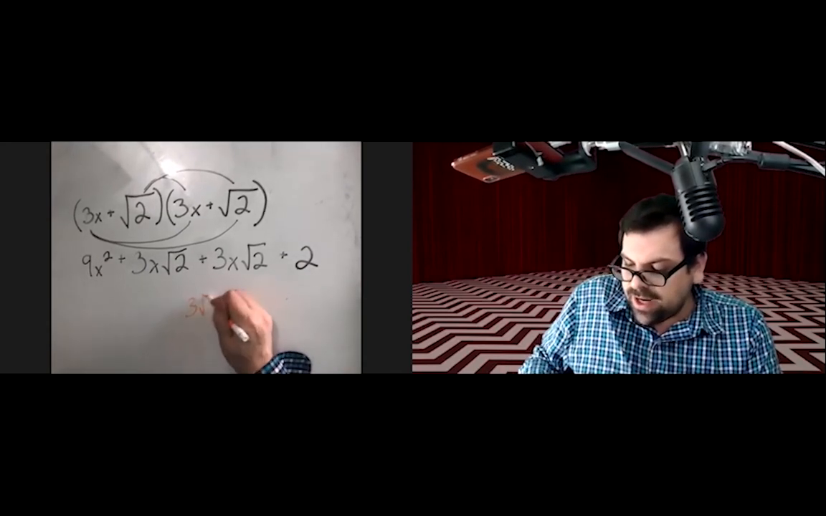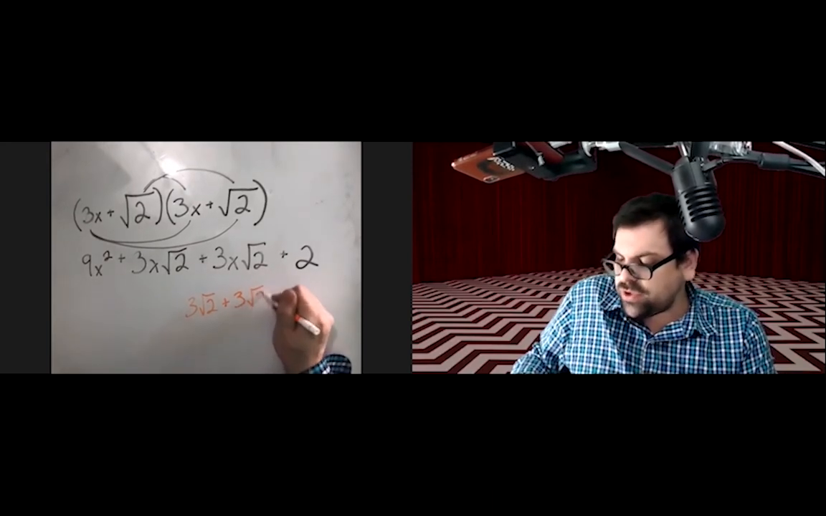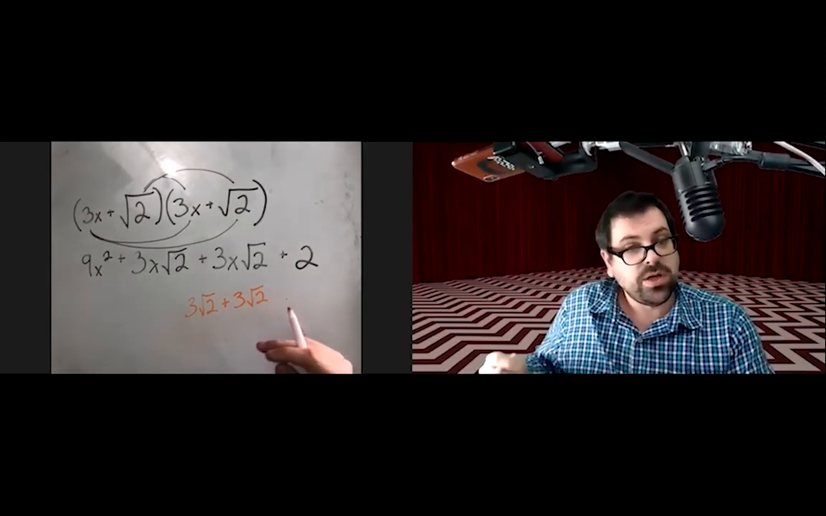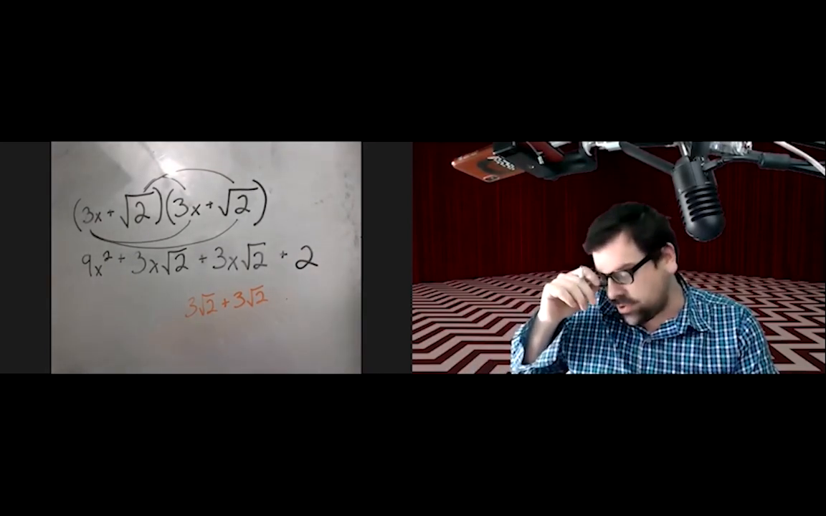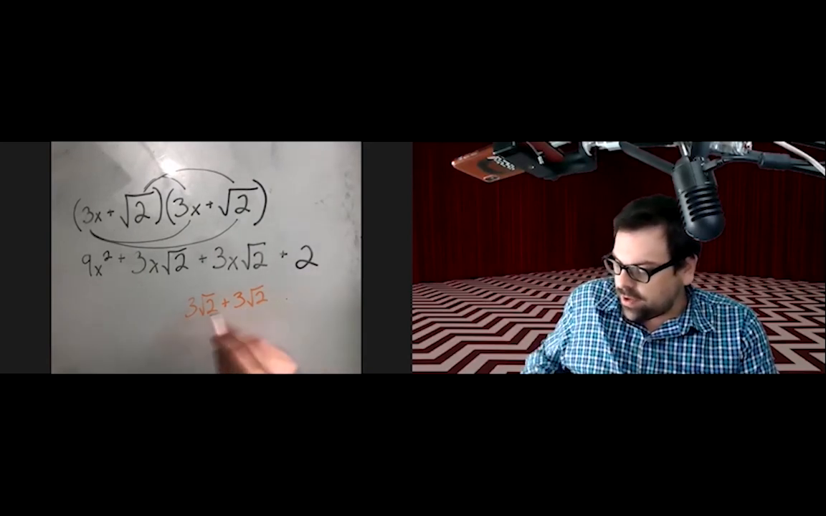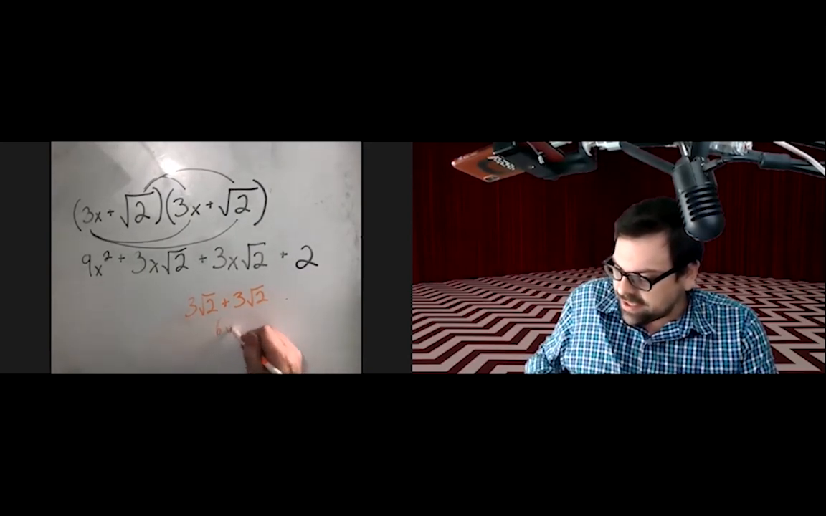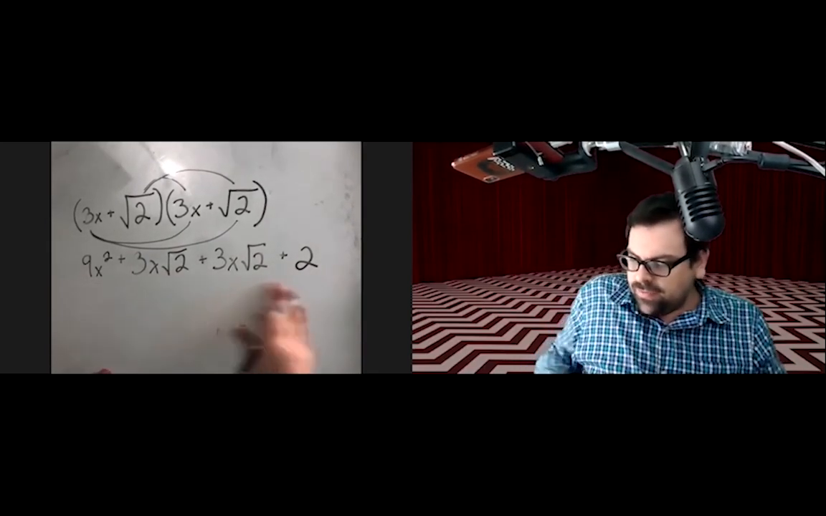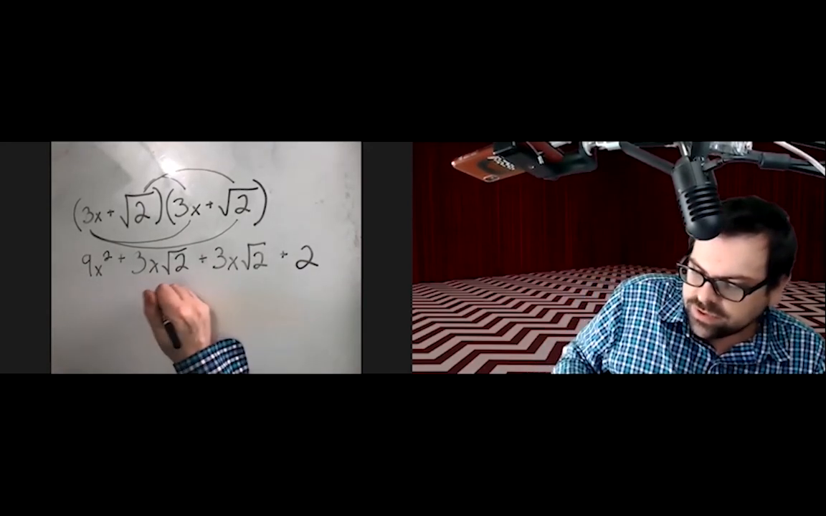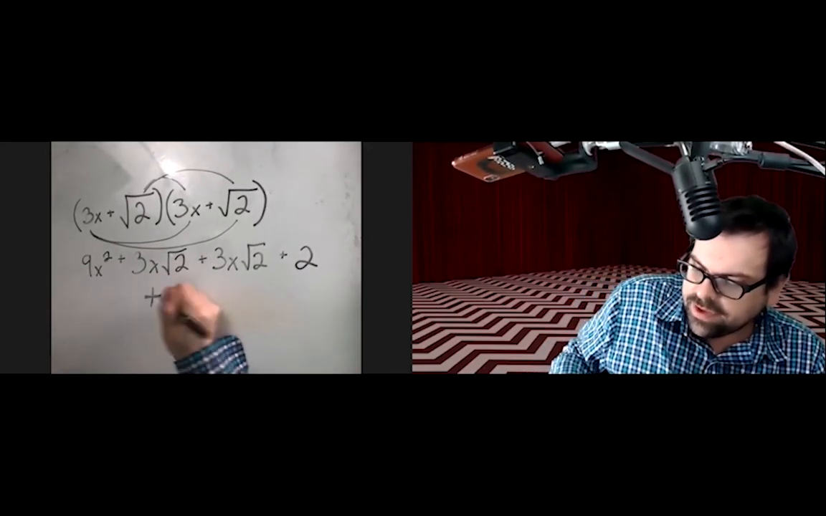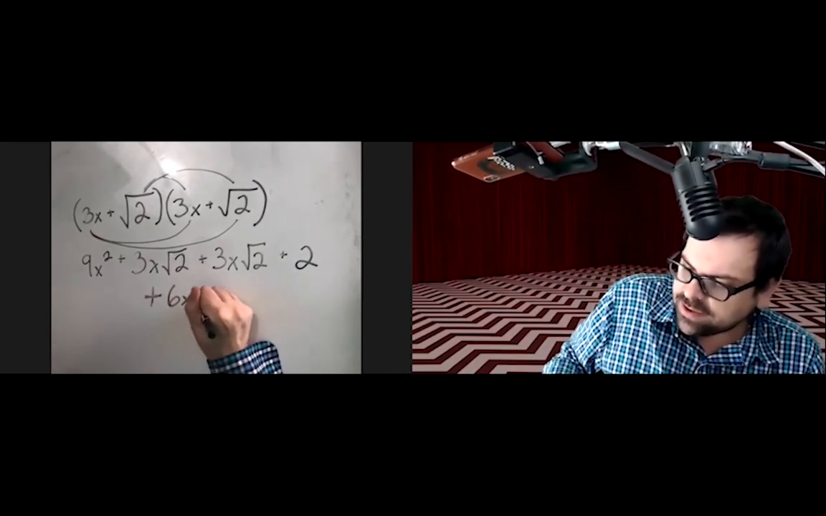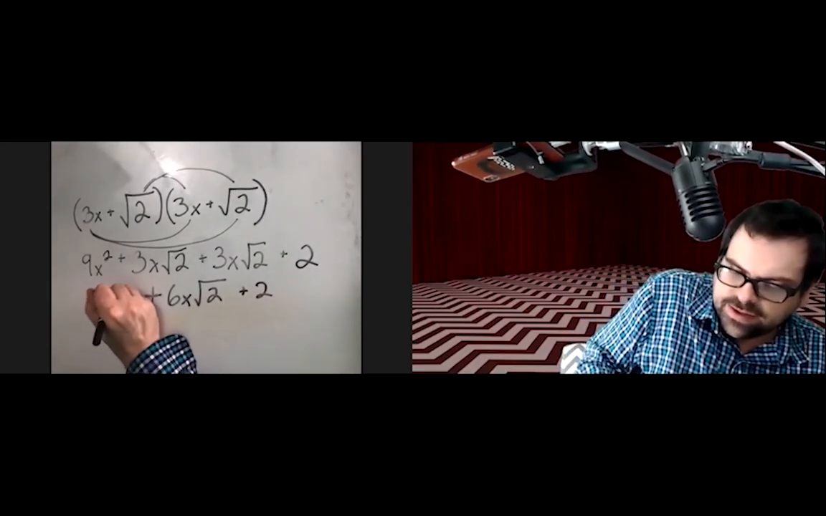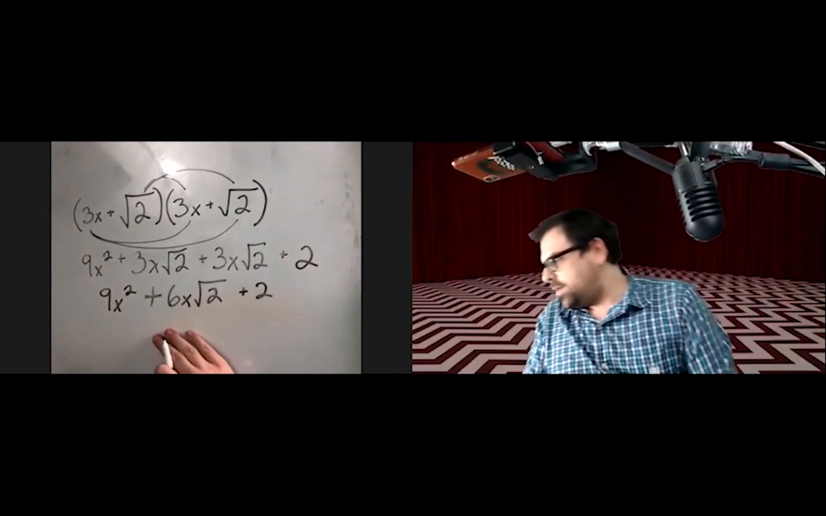what is 3 radical 2 plus 3 radical 2 in order to combine these like terms? Because 3 radical 2 x's plus another 3 radical 2 x's. Well, they're like radicals, and 3 plus 3 would be 6 of the radical 2's. So when we combine here, we get 3x plus 3x equals 6x radical 2 plus 2 on the end, and then the 9x squared in the front.